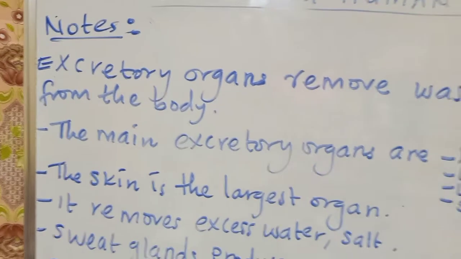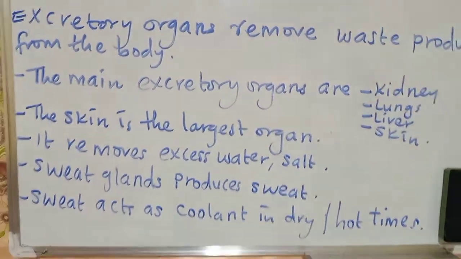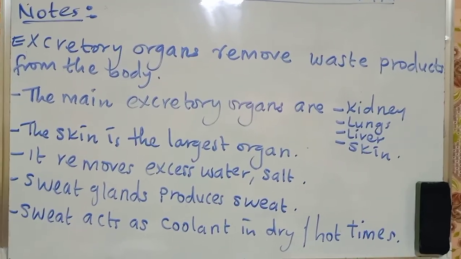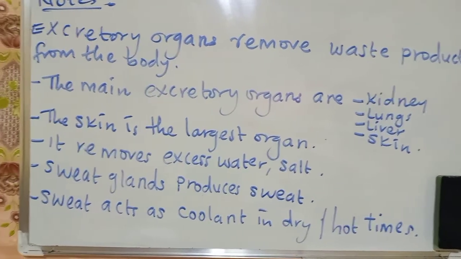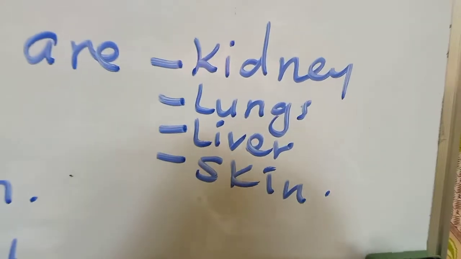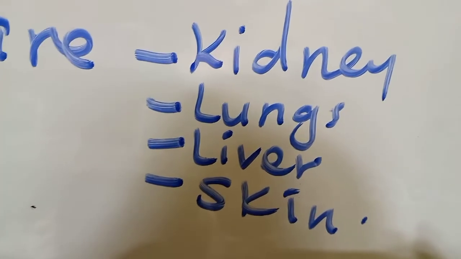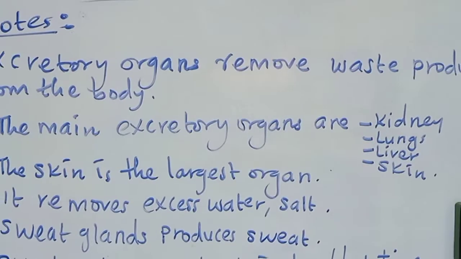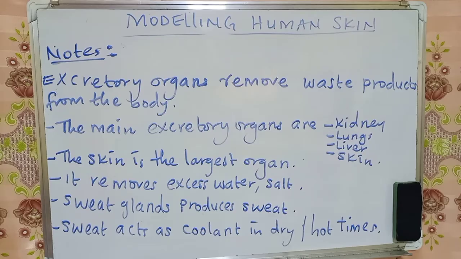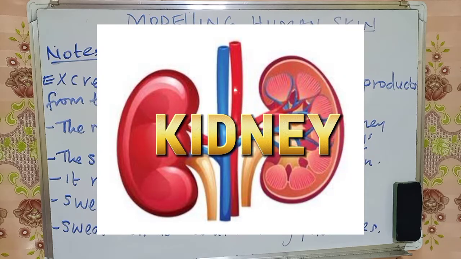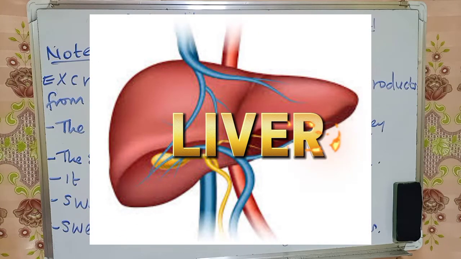Let me give you short notes. Before we proceed, first of all, ask yourself, what is an excretory organ? An excretory organ is used to remove waste products from the body. Now, what are the main organs in our body that do this? We have the kidneys, lungs, skin, and the liver.